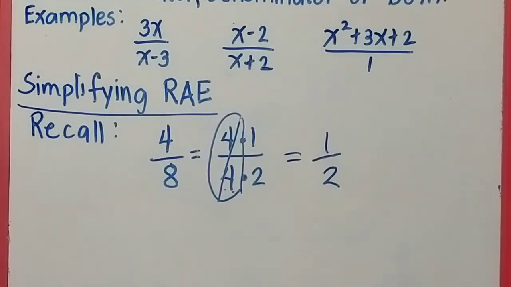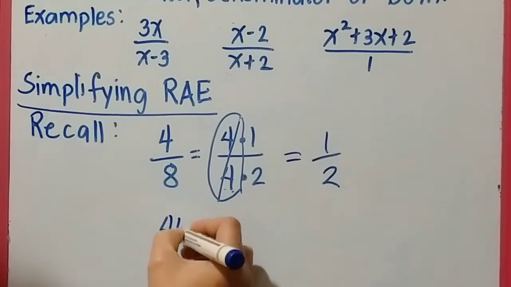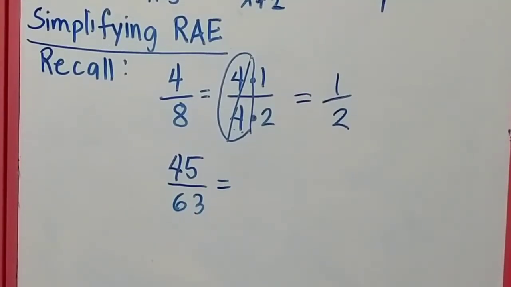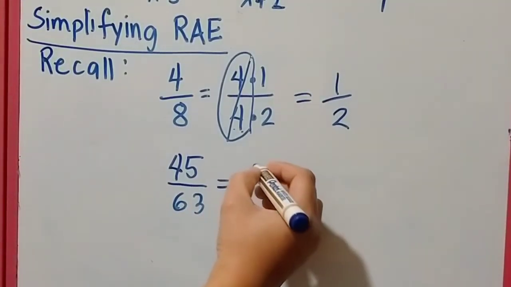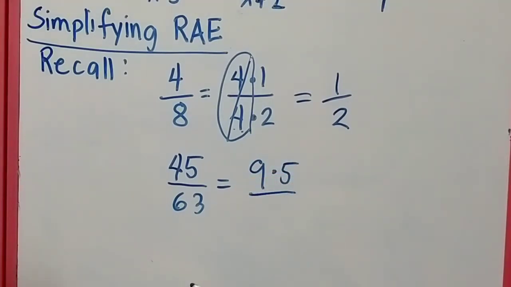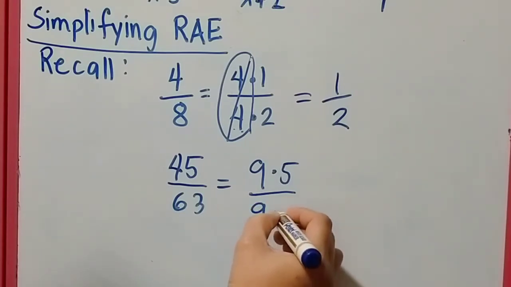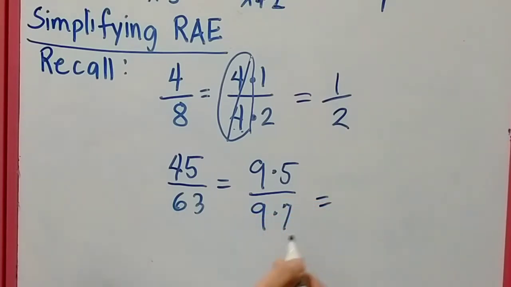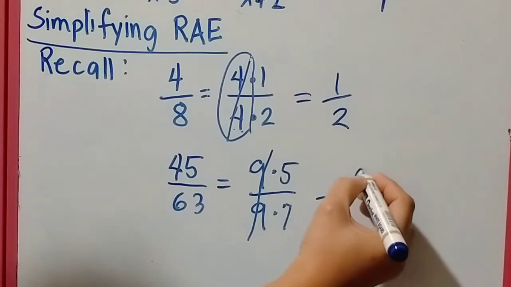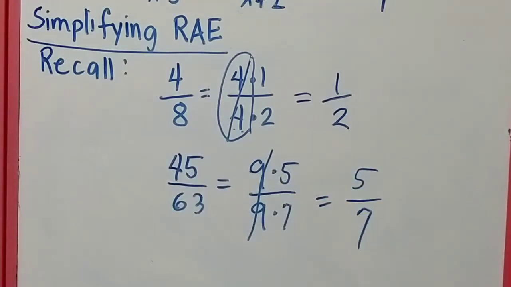Next, let us have 45 over 63. If we factor 45, we have 9 times 5. And our denominator, 63, we have 9 times 7. Again, there is a factor common to both numerator and denominator, a fraction equivalent to 1, so we can cancel this. The answer will be 5 over 7. That's that easy.